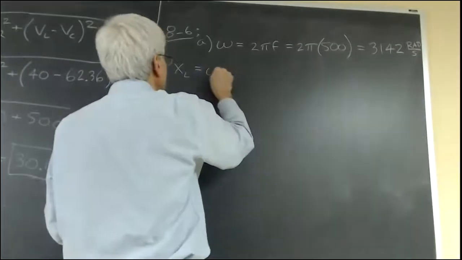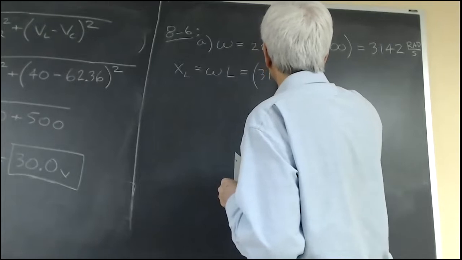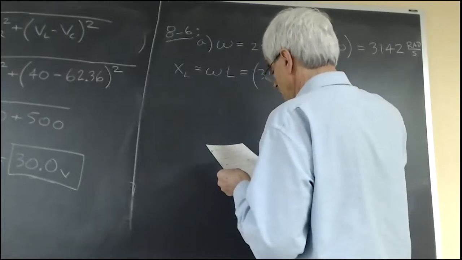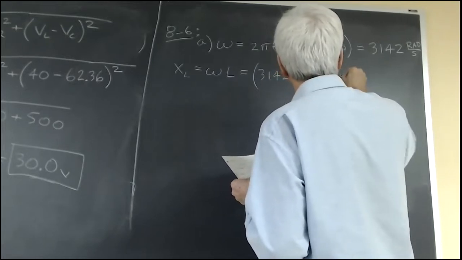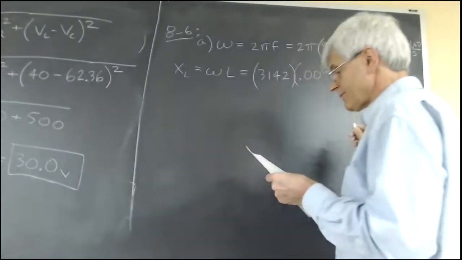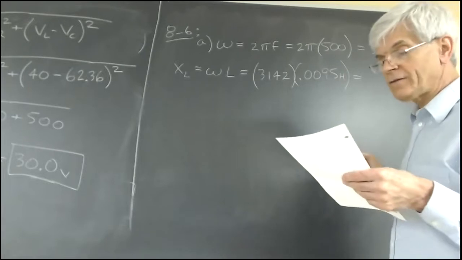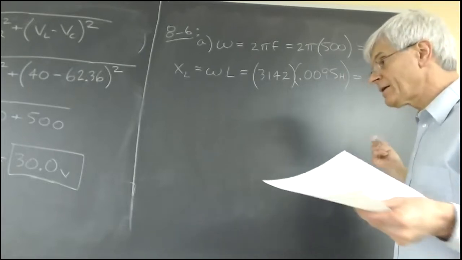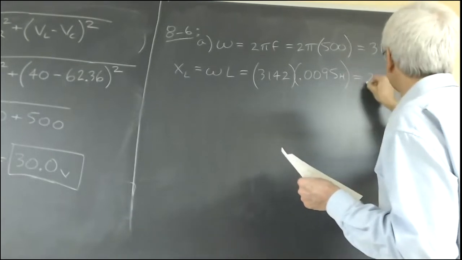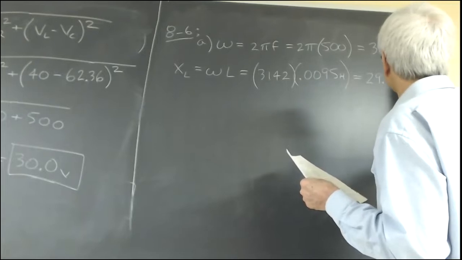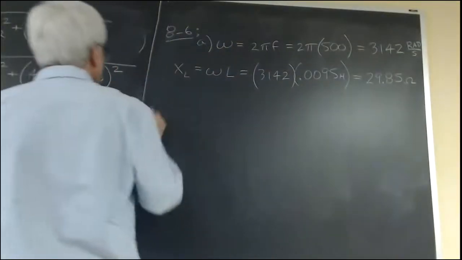XL equals omega L. That's 3142 times 0.0095 of a Henry. And you probably could get away with carrying fewer decimal places, but I like to carry an extra decimal place and then round off when I get to the end. 29.85. Reactance is measured in ohms.